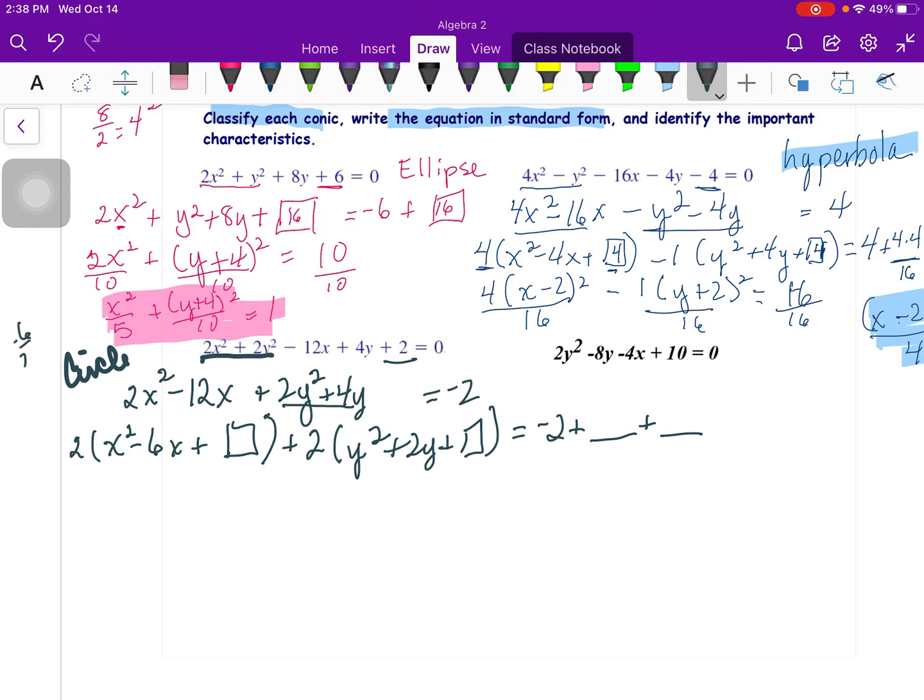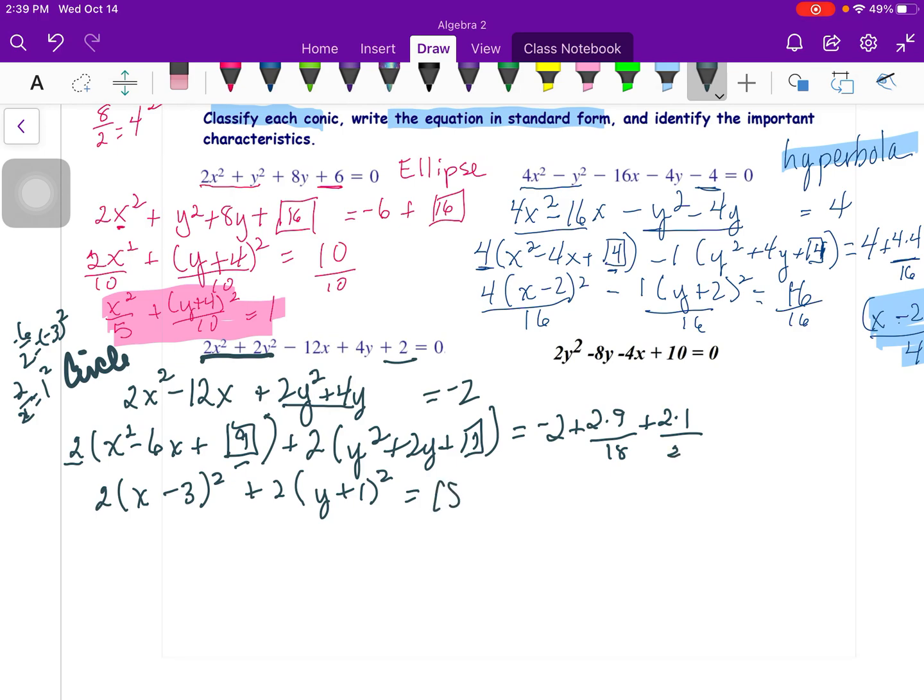Half of negative 6 is a negative 3 squared, gives me a 9. So this is actually a 2 times 9 on this side. Half of 2 gives me 1. 1 squared is 1. So this is 2 times 1 on this side. So this becomes 2 times x minus 3 squared plus 2 times y plus 1 squared equals, it's 18 and 2, 18.